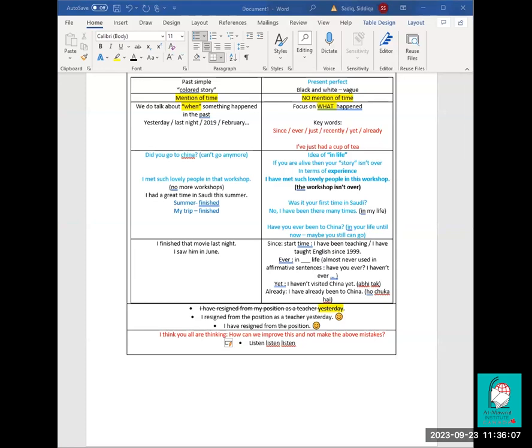Ma'am, it's getting difficult because I can't understand this concept of when something has happened in the past and it's not happening yet. So we use past simple tense. And if something has happened in the past and is happening right now, then we use present perfect.